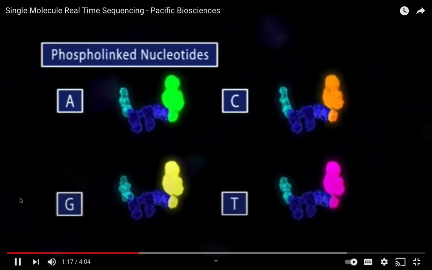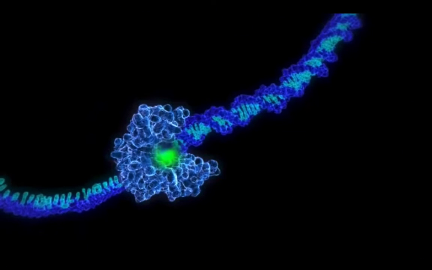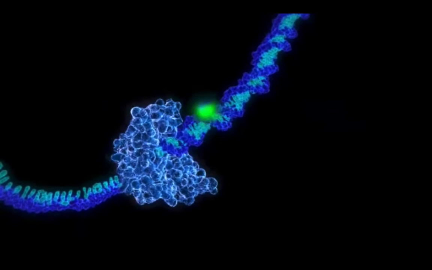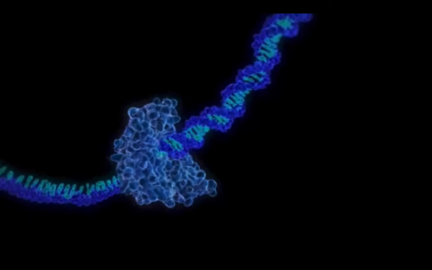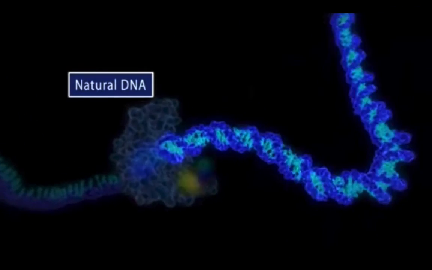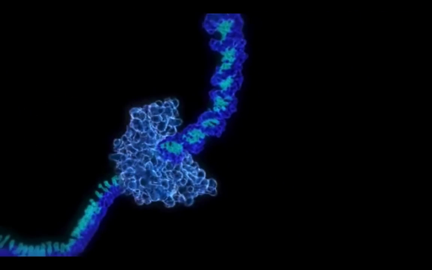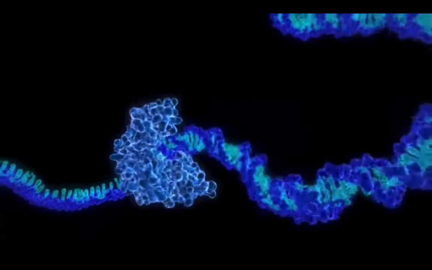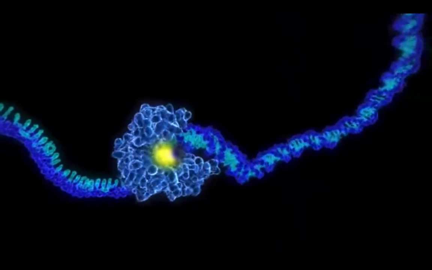In contrast to other sequencing approaches, our phospholinked nucleotides carry their fluorescent label on the terminal phosphate rather than the base. Through this innovation, the enzyme cleaves away the fluorescent label as part of the incorporation process, leaving behind a completely natural strand of DNA. This enables us to exploit the inherent properties of the DNA polymerase, including high speed, long read length, and high fidelity.